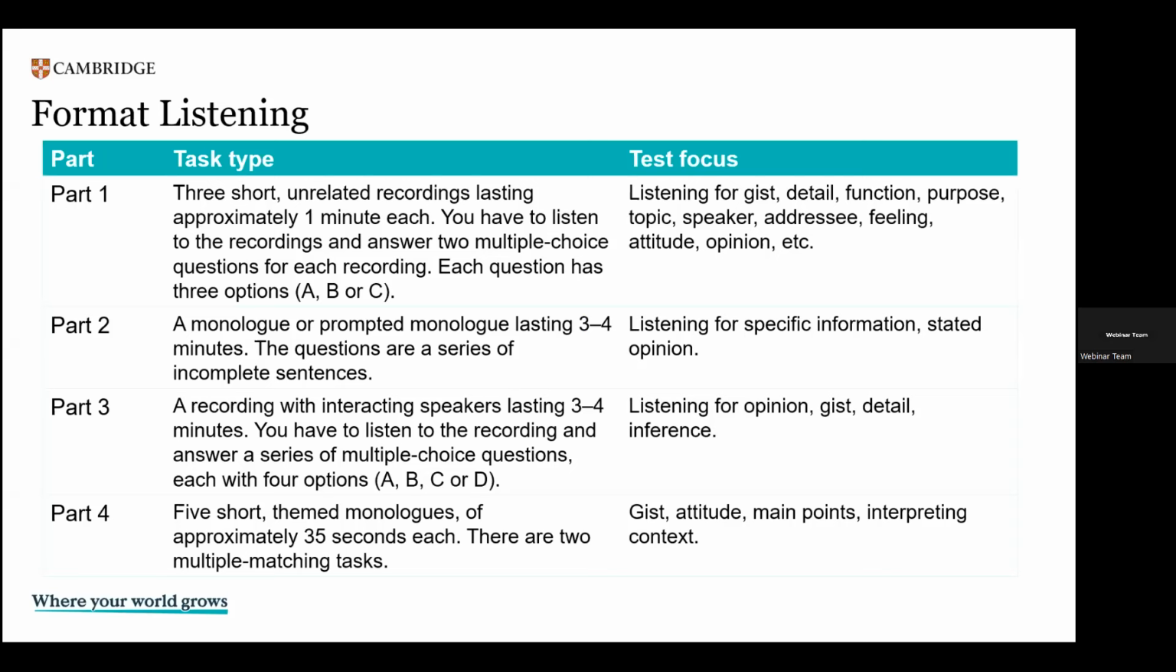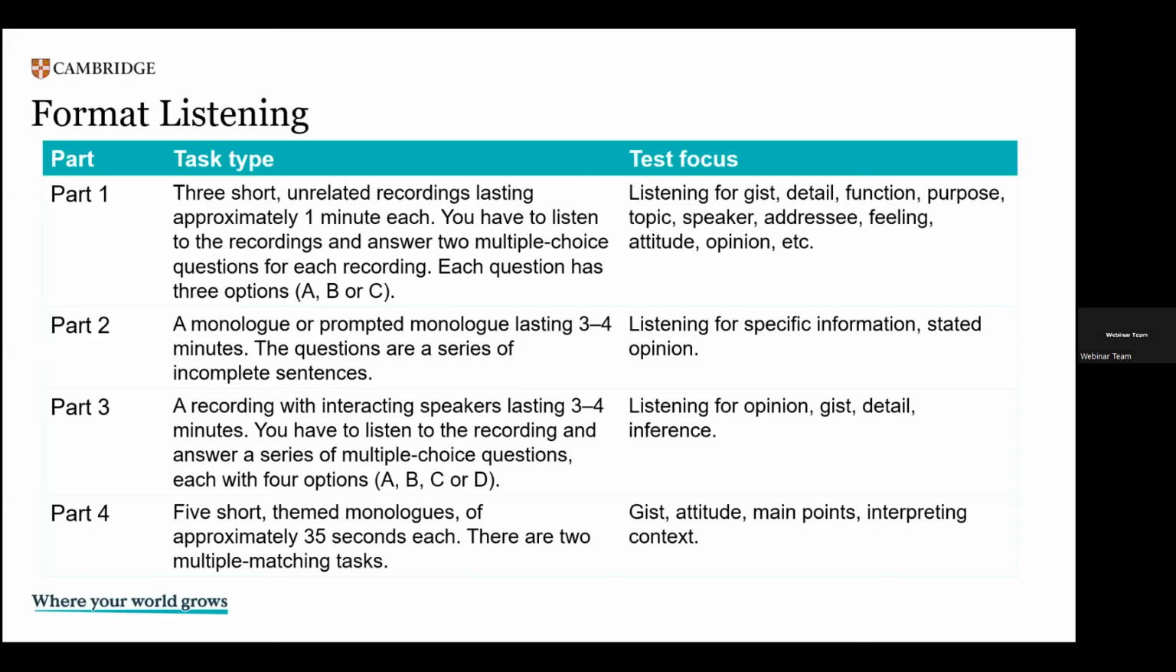In part three, you will hear a recording with interacting speakers, the dialogue, and you then have a series of multiple choice questions, with four options, not three. This makes it slightly more complicated. And possibly the final question may well be looking at the whole text or the attitude of one of the speakers, something like that. So it could be a global question at the end.